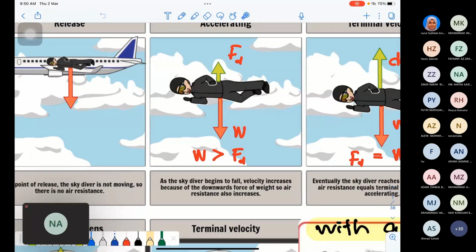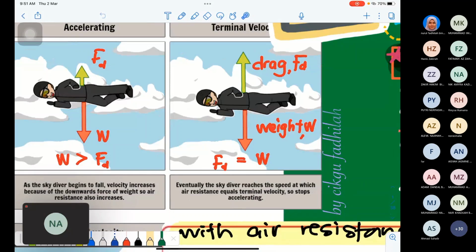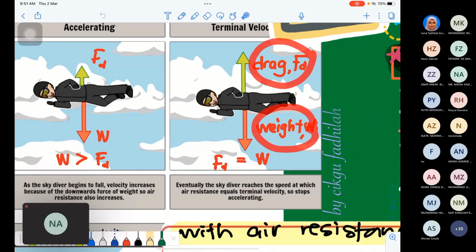So at this point ni you kena tahu this one, about the forces. Maksudnya W tu adalah the weight. Okay, because the weight is greater than the air resistance. That's why he is falling. Now, air resistance is that. Jadi, sampai satu tahap, eventually the skydiver reaches the speed at which air resistance equal to the weight. Sorry. Drag equals to the weight. So when drag equals to the weight, kita kata the skydiver reach terminal velocity.